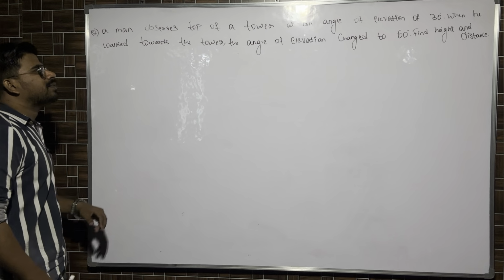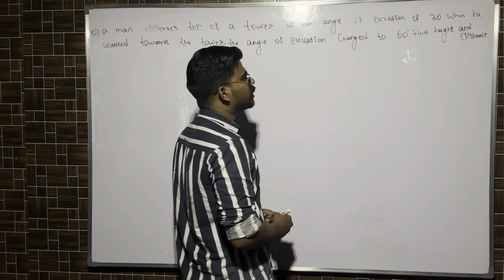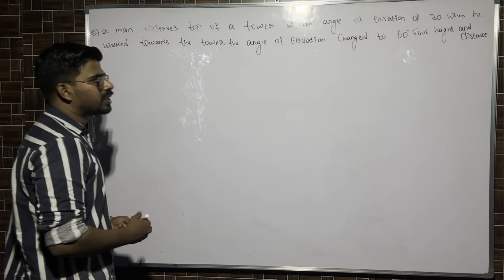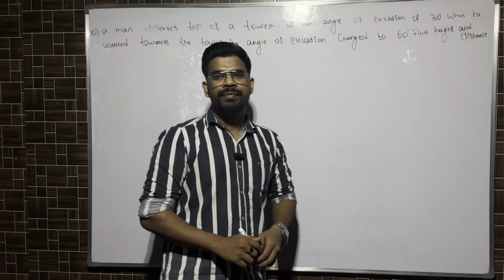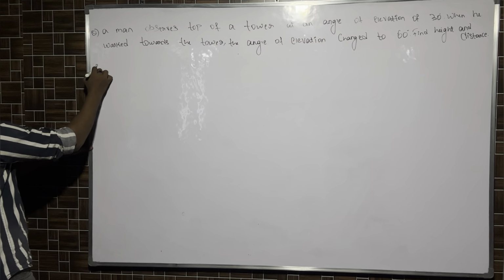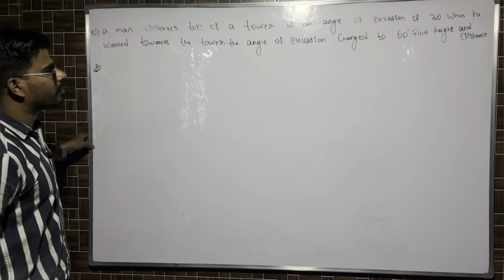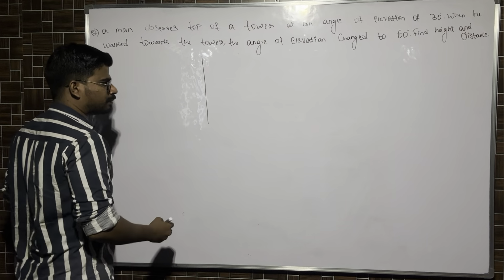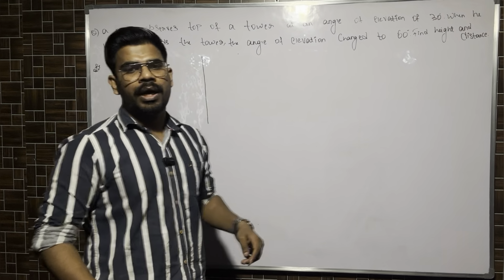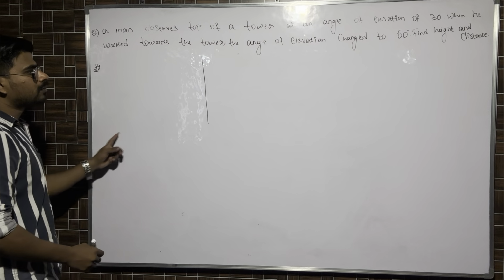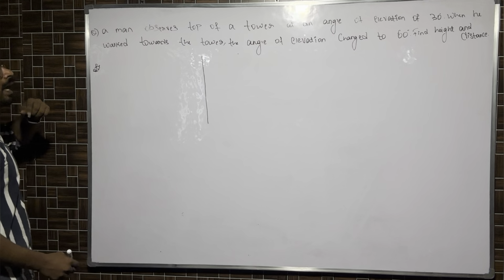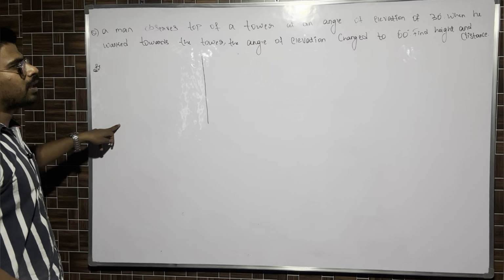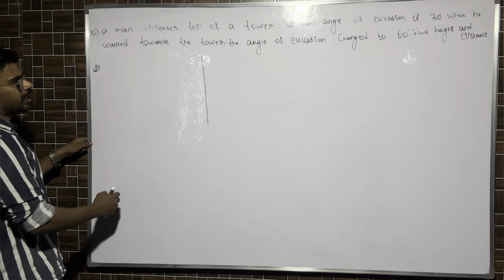Now here, a man observes the top of the tower at an angle of elevation of 30 degree. When he walked towards the tower, the angle of elevation changed to 60 degree. Find the height and distance. So a man observed the top of the tower, pole or building, whatever it is, the vertical structures we have to draw, making 90 degree with the foot, and angle of elevation is 30 degree. When he walked towards the tower, angle of elevation changed to 60 degrees, right?